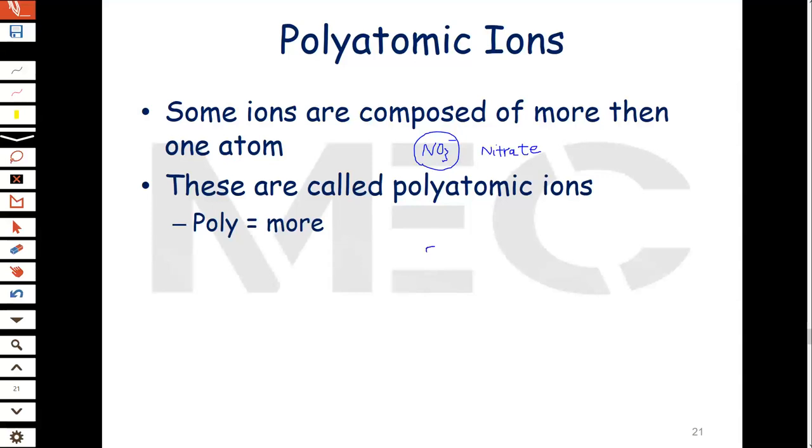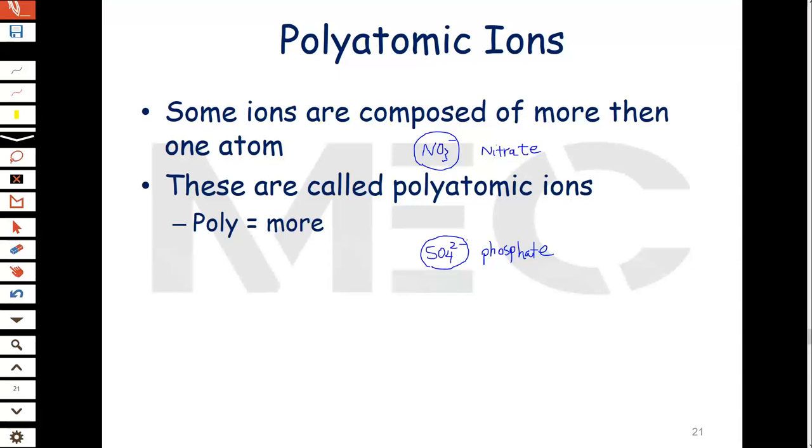We need to know the name of some of these polyatomic ions. For example, SO4 2 minus is named sulfate. PO4 3 minus is called phosphate. We need to memorize the names of these polyatomic ions.